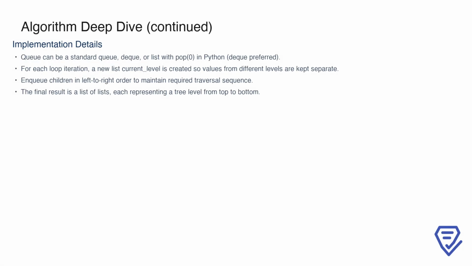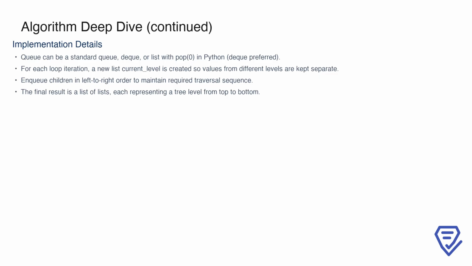Focusing on implementation details for LeetCode problem number 102, the queue can take several forms, but using a deque from Python's collections module is efficient due to its fast append and popleft operations. It's important to create a new current_level list in each iteration to ensure that values from different levels remain separate. Always enqueue child nodes in left to right order, as this matches the problem's specified traversal direction. The process ensures that each sublist in the result corresponds precisely to a level of the tree, from top to bottom and left to right.